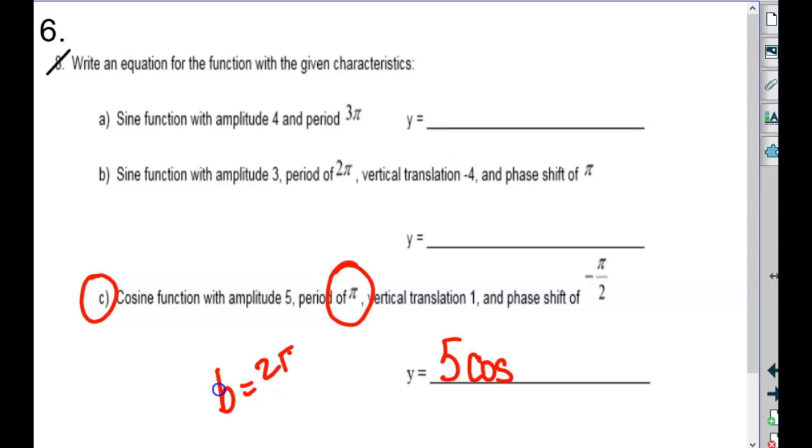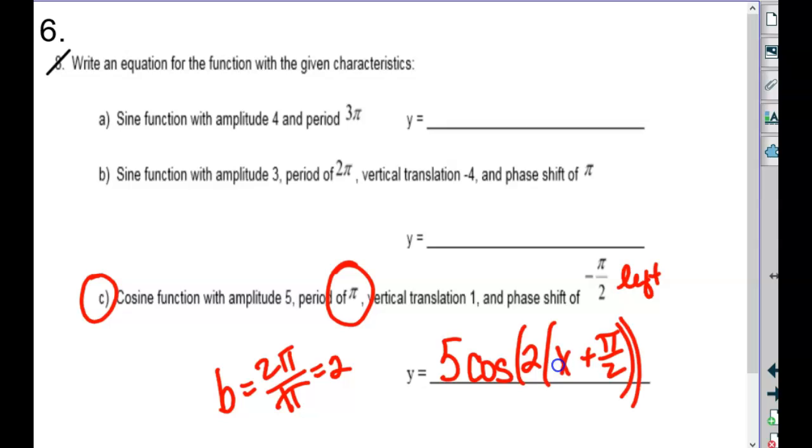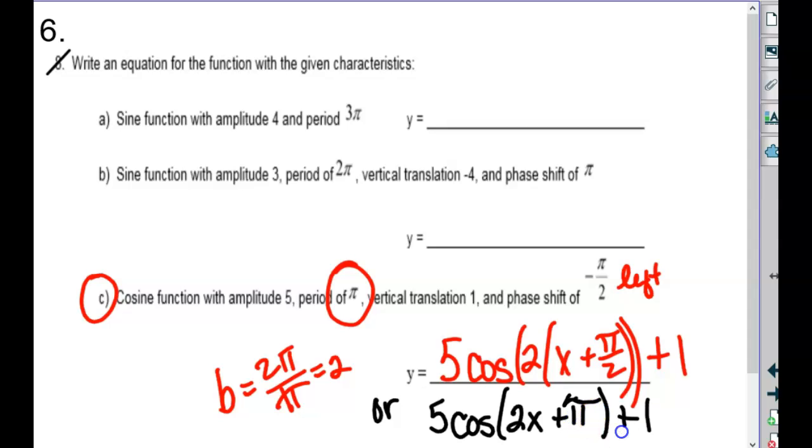So b would be 2 pi over pi, which would be 2. A phase shift of this, I assume this means left. So when we put it in, it would be plus. It's usually the opposite. That's not very clear. I wrote left on my paper. And a vertical translation of 1. By the way, that would be equivalent. Oh my goodness. Equivalent. If we distributed that, 2x plus 2 pi over 2 would be pi. So an answer might look like that, but we have been using them factored form only, right? You don't have to write that down, but all right. I feel like we're good.